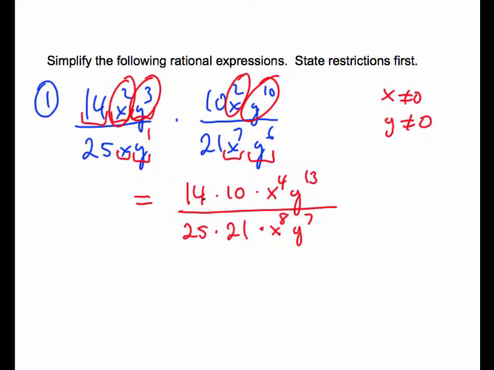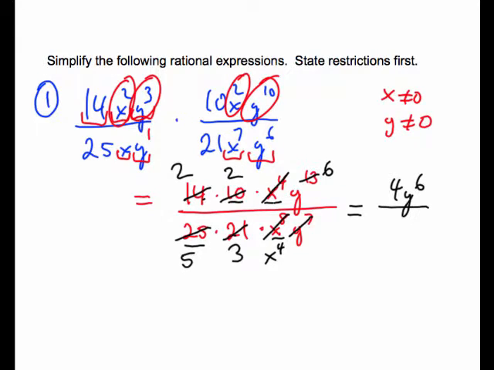Got a common factor between 14 and 21 of 7. So the common factor of 7 cancels, and we're left with 2 and 3. The common factor here of 5: 5 into 10 is 2, into 25 is 5. Here we have 4 factors of x and 8 factors of x. So 4 factors of x cancel in the numerator and denominator, and we're left with x to the 4th. And on the y's, 7 factors here cancel with 7 factors here to leave us with 6. And so we are left with, multiplying our leftover numerators, 4y to the 6th divided by 15x to the 4th.